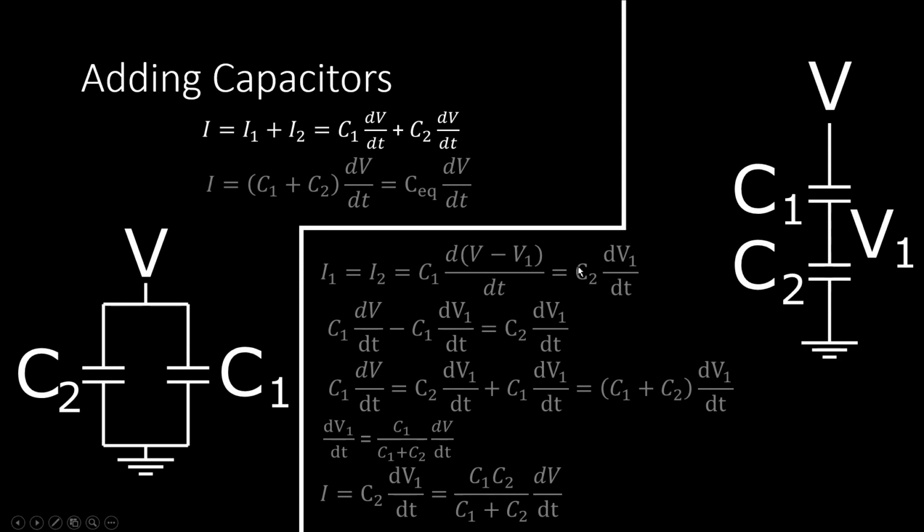So if we have capacitors in parallel, following the same logic, we start out with Kirchhoff's current law, where the current through the overall circuit is equal to the sum of the current through each of the branches. So in this case, the current through a capacitor is equal to its capacitance times the change in voltage. So we get this top equation where the overall current is equal to capacitance 1 times the change in voltage with respect to time, plus capacitance 2 times that change in voltage with respect to time. So again, we want to group terms together.